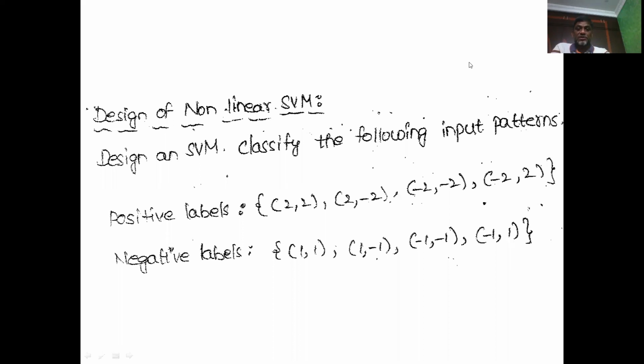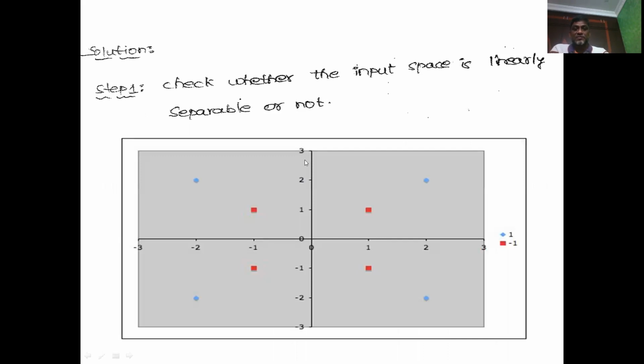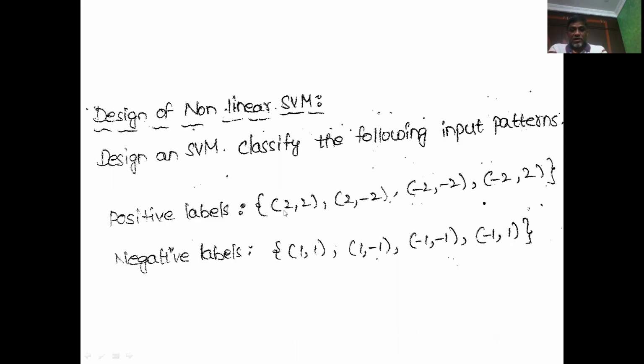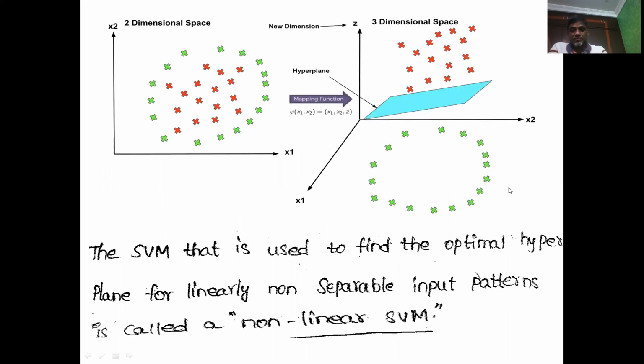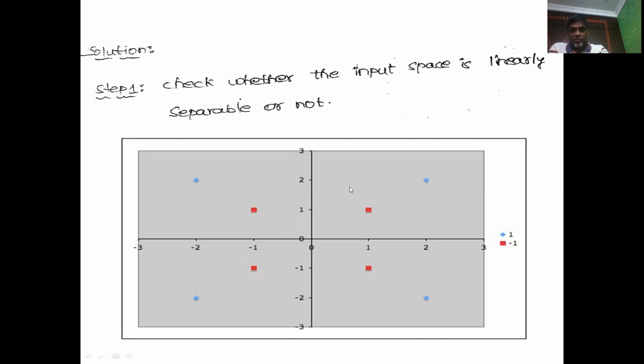Our first step is to check whether the labels given are linearly separable or not. So what are the labels given? (2,2), (2,-2), (-2,-2), (-2,2) are positive labels. So where is (2,2)? This is (2,2). These are positive labels; blue color symbols are positive labels. This is (2,2), and this point is (2,-2). You need to draw this with the help of a simple graph, because the maximum number is 2 and the minimum number is -2.